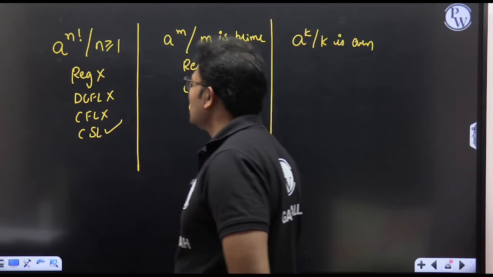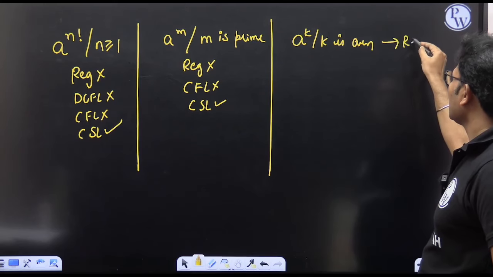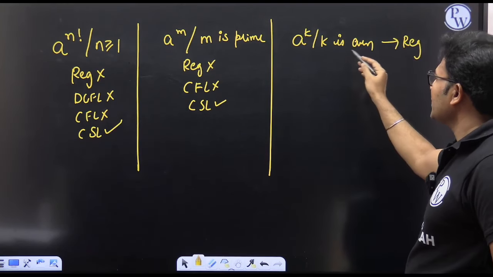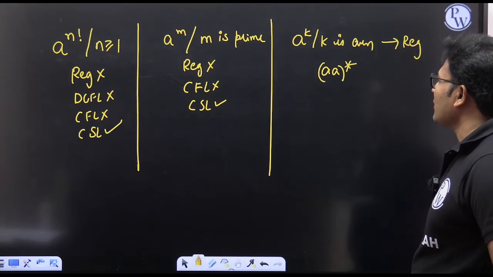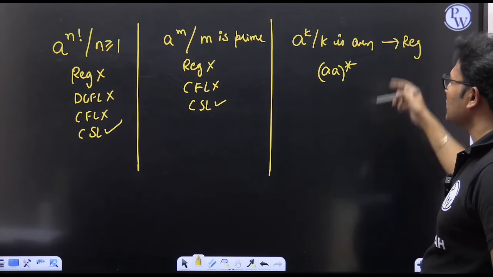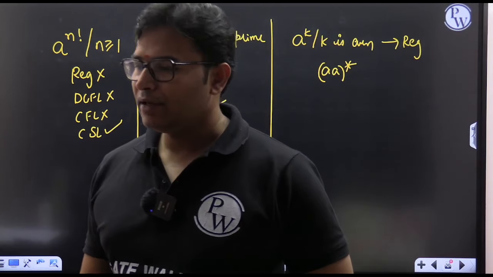So this language is definitely regular. We have seen this. A power k where k is even means (aa) star, which is a regular expression. Therefore, this language is definitely regular.